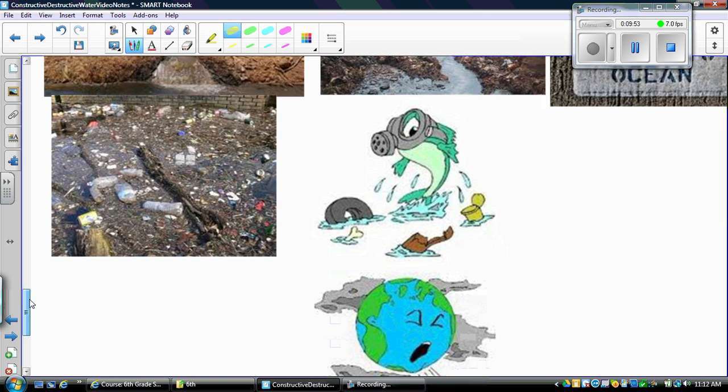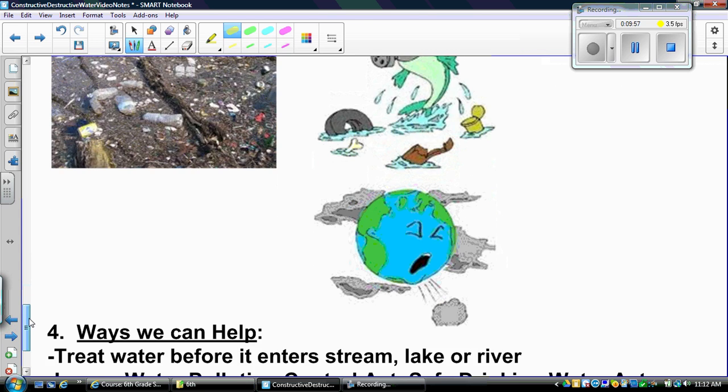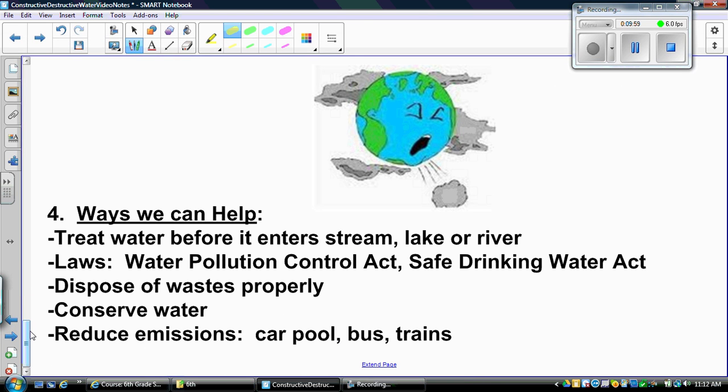So let's talk about ways that we can help, because we only have a certain amount of fresh water here on Earth. We're never going to have any more. So we've got to make sure that we take care of our water and that we can always use that water and make sure it's clean.